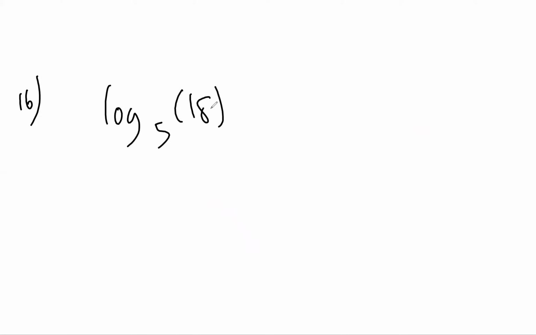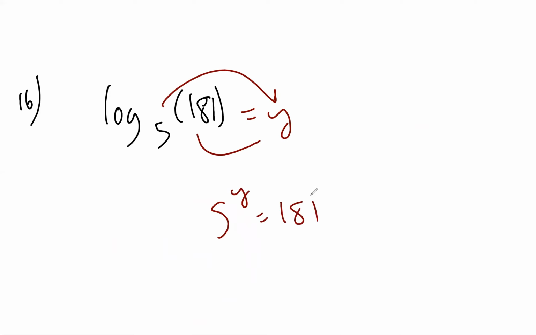So let's see, this is number 16, and the problem says log base 5 of 181. Now let's pretend for just a second that you don't realize this is change of base, because if you look at the problem, it doesn't say that. So here's what you might do. You might say equals y. You might try to draw your arrows. You might say 5 to the y, and you're going to get here and say, huh, because you're going to be typing 5 to the 1, 5 to the 2, 5 to the 3. This isn't going to work.